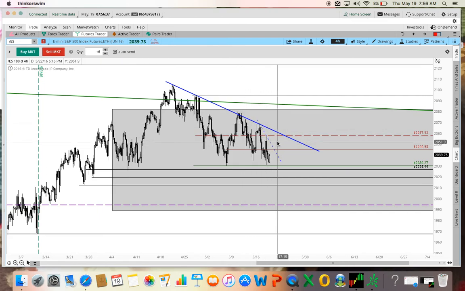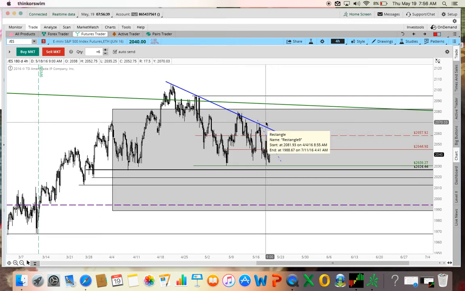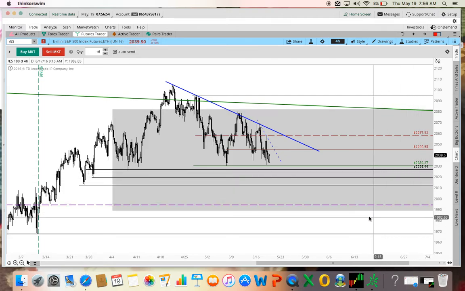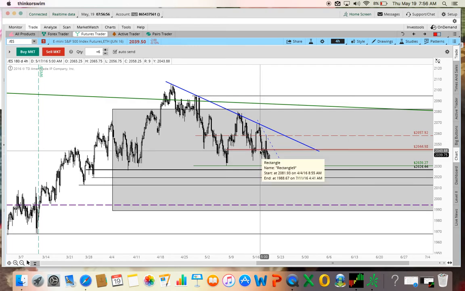Any bounce here is a short with the stop at 2069.70 ish. This is a swing trade short. You can put your stop here, you can let it ride, and it's going to go sideways to break down. Target is anything below 2023. The ultimate target will be 1993. So a beautiful setup is setting up. Be ready to make some good money on this, guys.